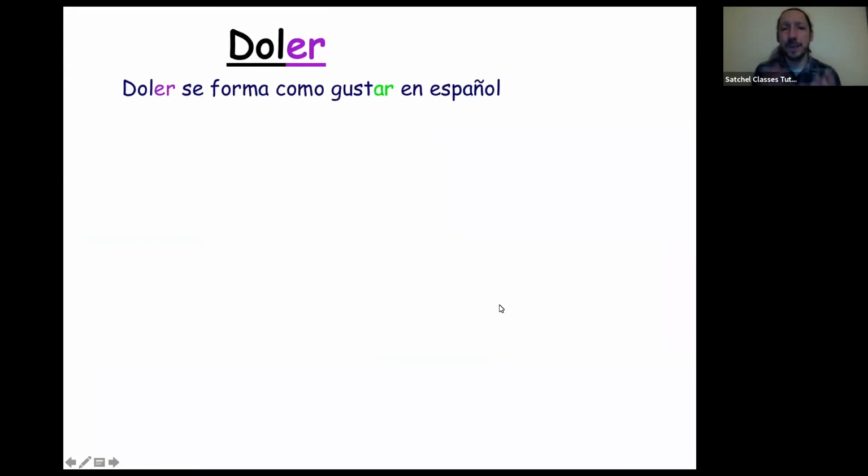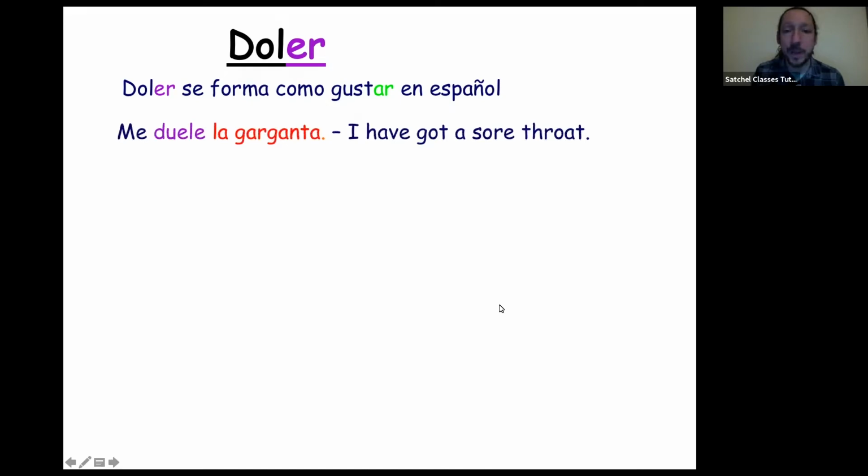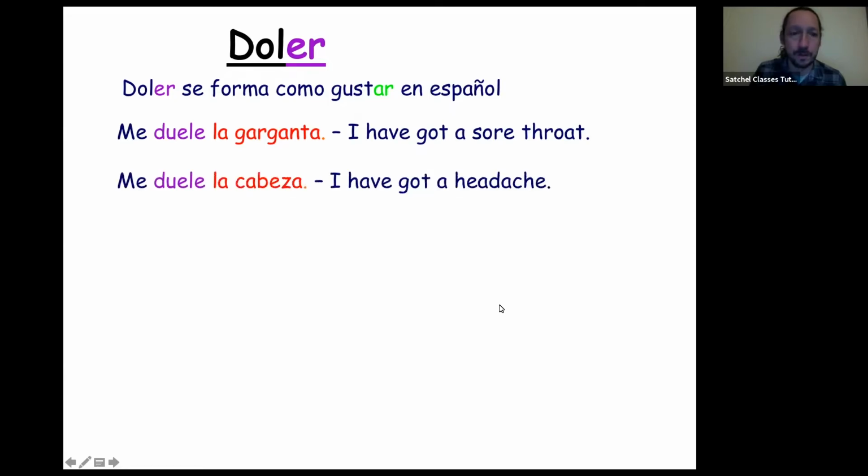Now, doler. Doler se forma como gustar en español. When we are going to use doler, we are going to do the same as what we do with gustar. Can you remember gustar? Gustar means to like. When you want to say I like something, you usually say me gusta. That same or similar structure is the one we are going to use for doler. Me duele la garganta. I have got a sore throat. Me duele la cabeza. I've got a headache.